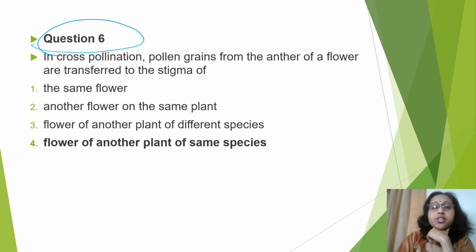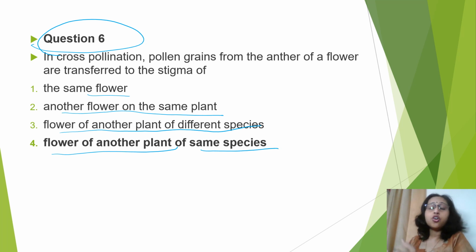In cross-pollination, pollen grains from the anther of a flower are transferred to the stigma of the same flower, another flower on the same plant, flowers of another plant of different species, or flower of another plant of same species. So cross-pollination is when the pollen grains from the anther of one flower are transferred to the stigma of another flower, right? So that is of the same species. They are not of different species. Correct. So if they are being taken from the anther of one flower, the pollination will happen and it will be transferred to the stigma of the different flower of the same species only, not of different species, right?